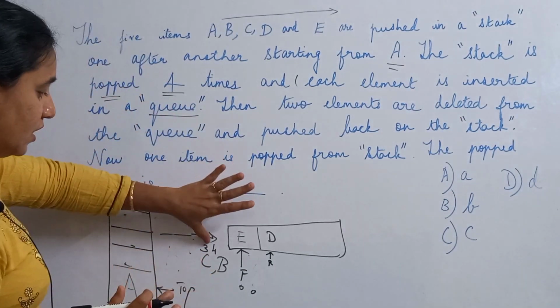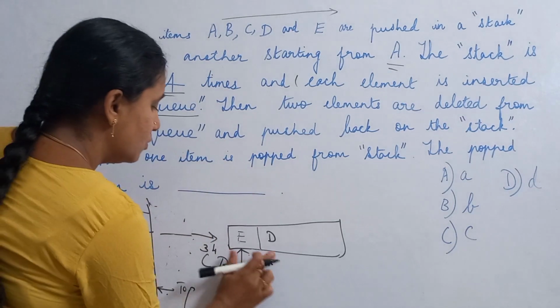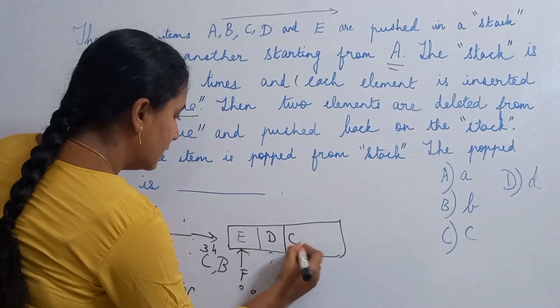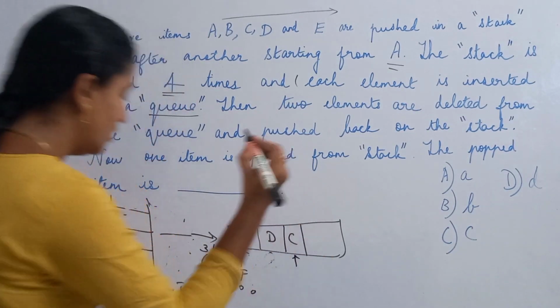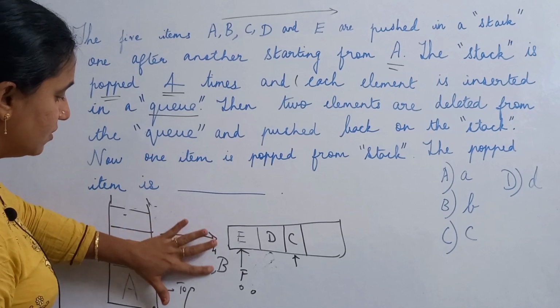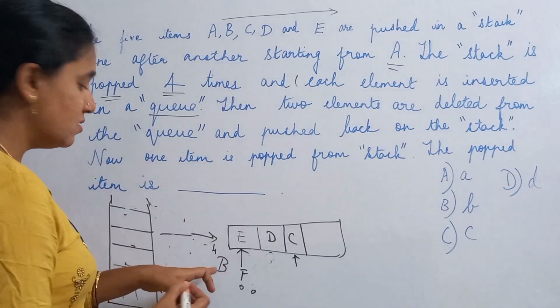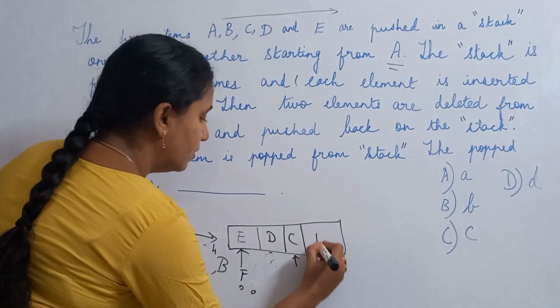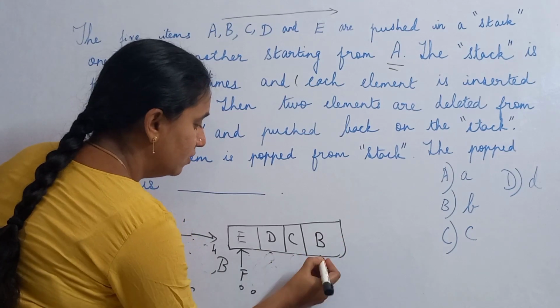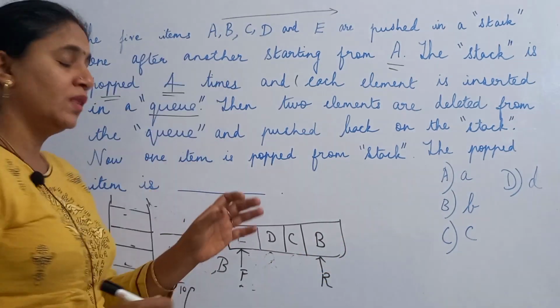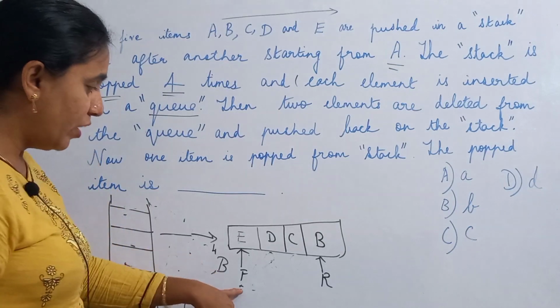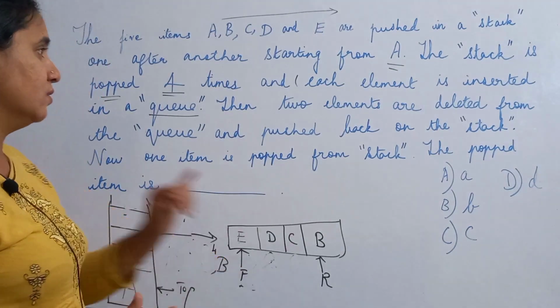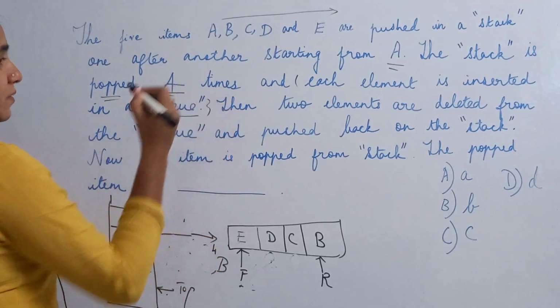So now C is to be inserted. So increment the rear pointer and insert C, right? So now C is also inserted. So the last element is B. So now you insert B by incrementing the rear pointer. So now the front pointer is here and the rear pointer is here. So after this I have completed.